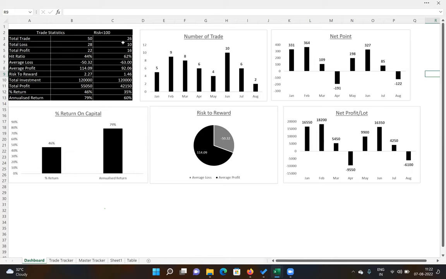Among them, 10 trades were losing trades, 16 were profitable trades. Now, in this case, hit ratio jumped to 62%. However, we need to compromise a little bit with the risk ratio, which reduced from 2.27 to 1.46. And average risk increased a little bit from 50 to 63, whereas average profit also decreased from 140 to 92.